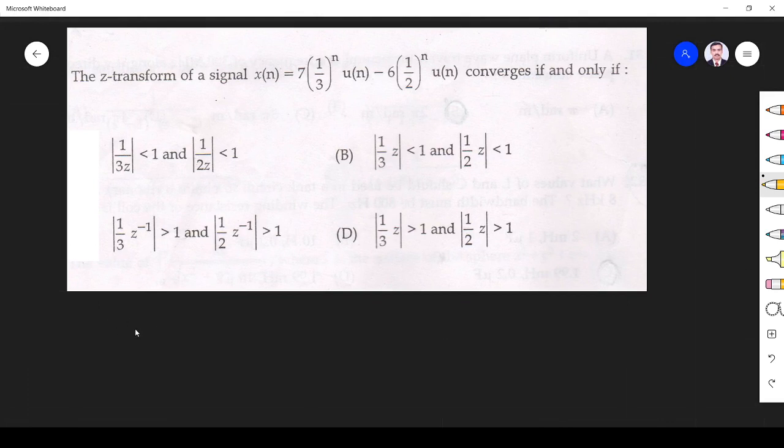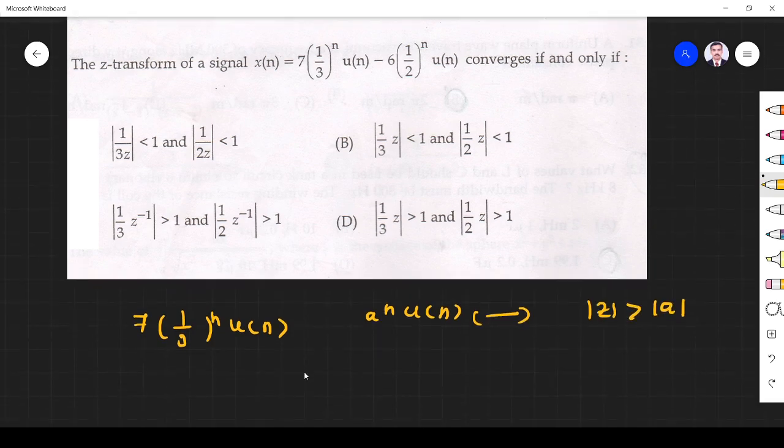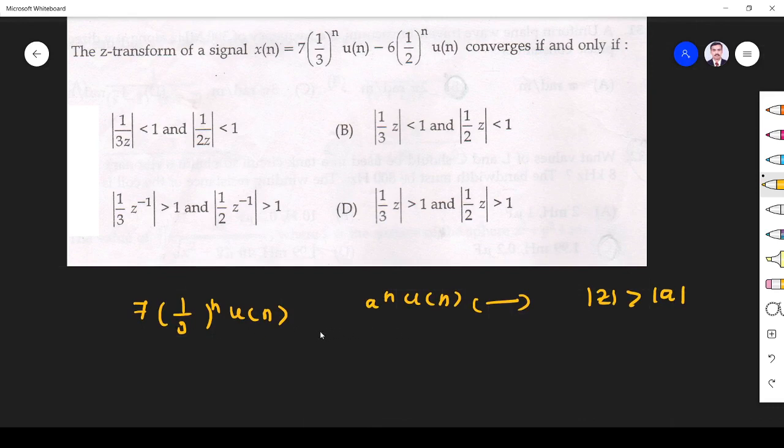So here you see x of n is 7 into (1/3)^n u of n. This is in the a^n u of n format. The Z transform of a^n u of n converges where mod Z must be greater than mod a. So here what is a? 1 by 3. So this one will converge for mod Z greater than mod 1 by 3. This implies 1 by 3 Z must be less than 1, as Z I bring this side.